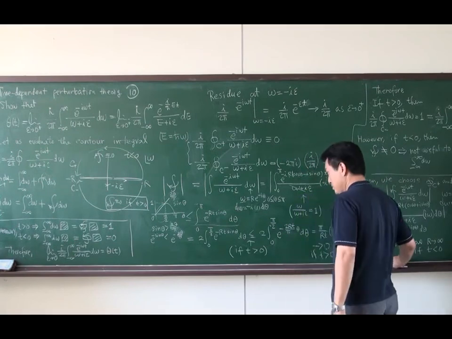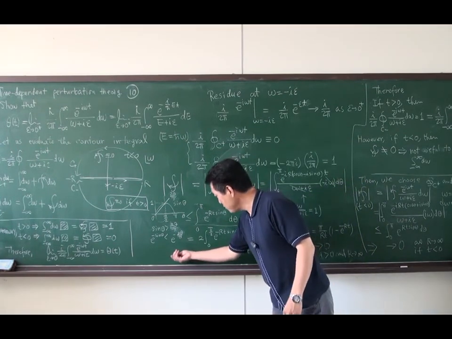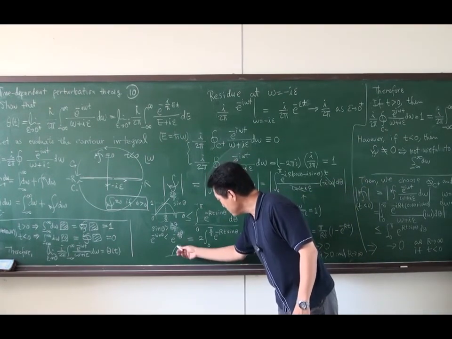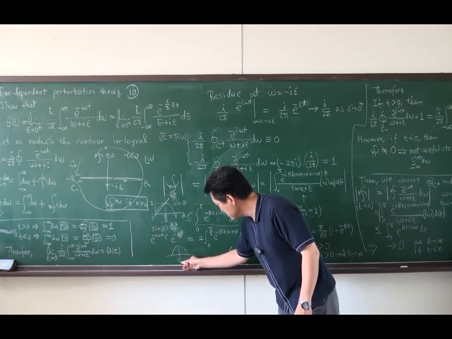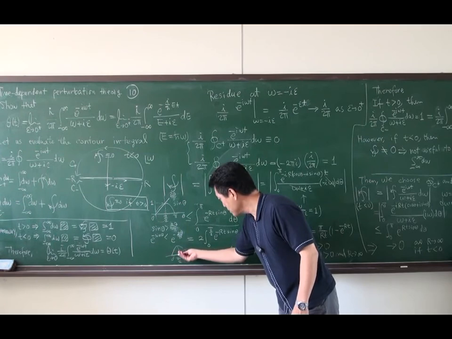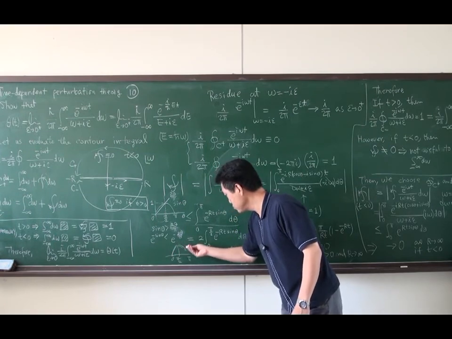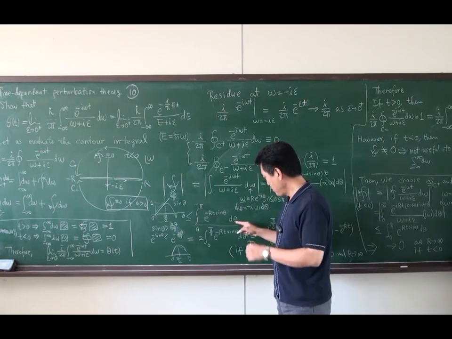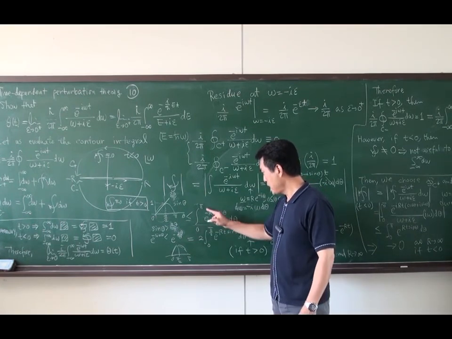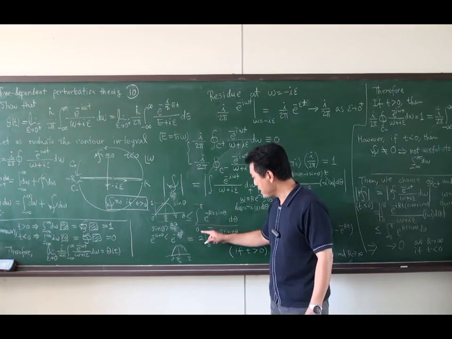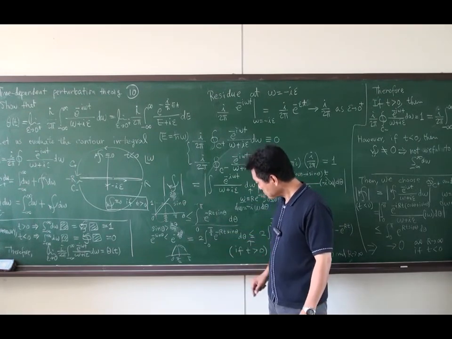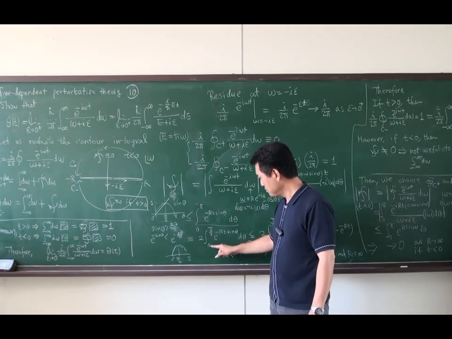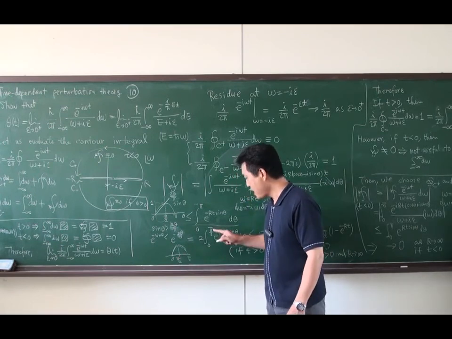We know this sine function is symmetric from 0 to pi. This part and this part, these two curves are the same. So the integral over theta from 0 to pi is the same as double the integral from 0 to 1/2 pi.